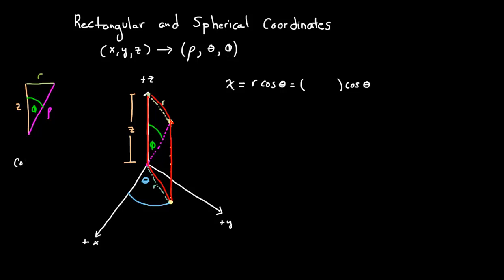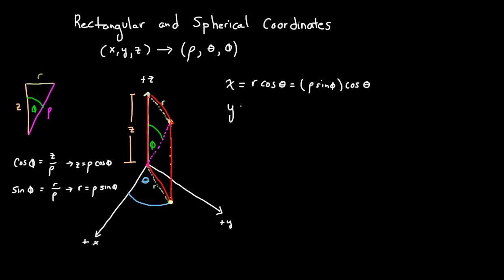We can see that the cosine of phi is going to be z over rho, so that concludes that z is going to be rho times the cosine of phi. In a similar way, we can say that the sine of phi is equal to r over rho, and so we will say here that r is equal to rho times the sine of phi. And that's what we want for r. So I'm going to come over here and say rho sine phi.